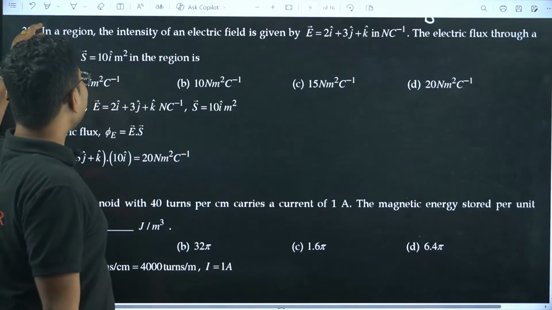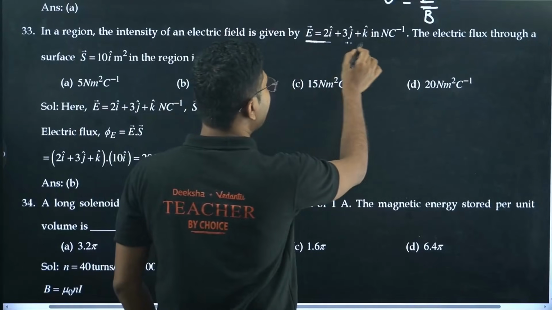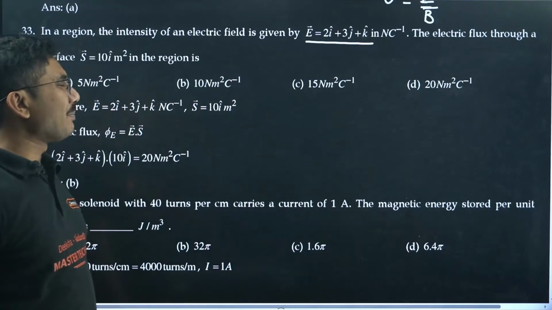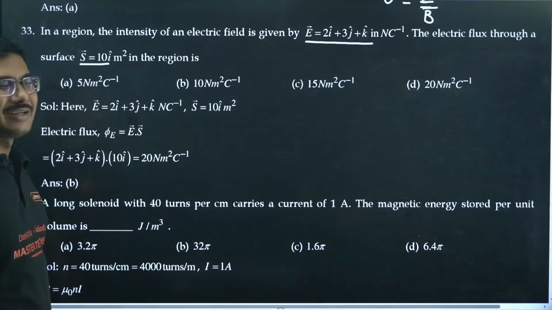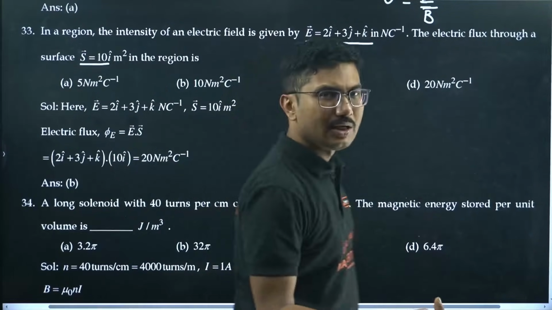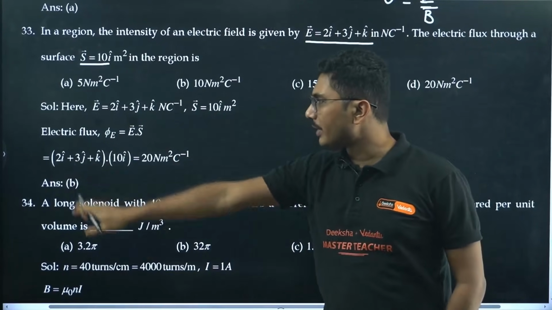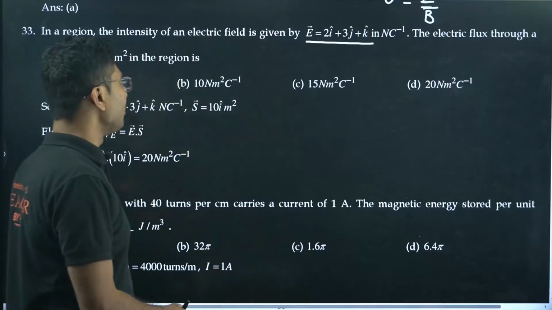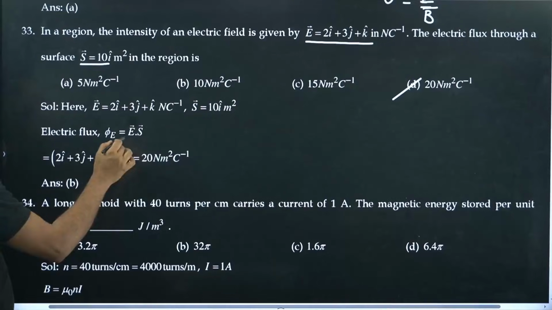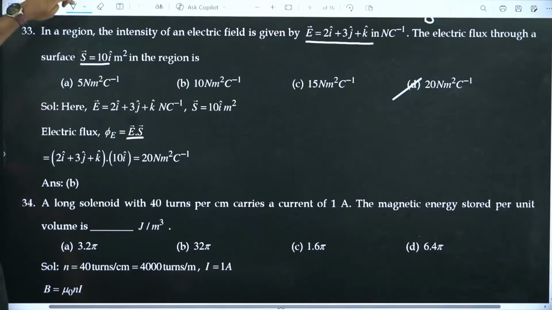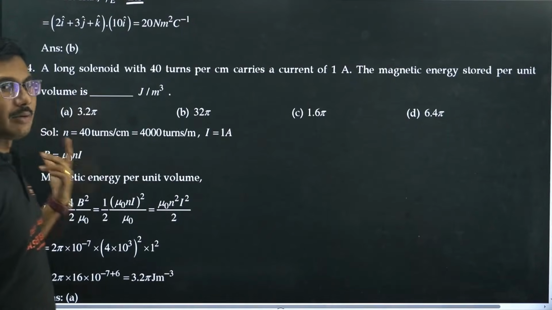In a region, the intensity of electric field is given by E equals 2i cap plus 3j cap plus k cap in Newton per Coulomb, the electric flux through the surface. So surface area is given, electric field is given. What is electric flux? E dot dS. Just do the dot product, so it will be 20 Newton meter square per Coulomb. So the correct answer will be D. Easy question. Okay, nothing to worry about. Simple dot product. So this is why KCET is considered to be easier than other competitive exams.